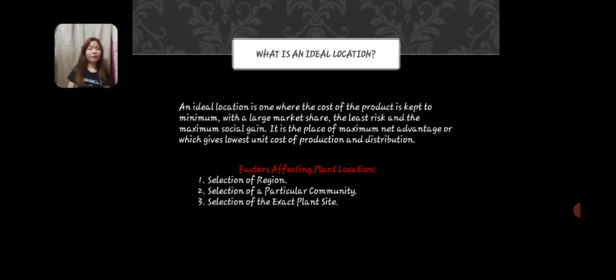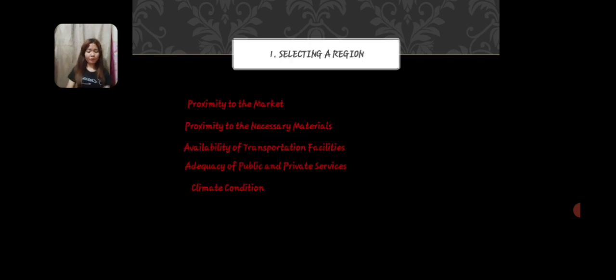Next. So, what is an ideal location? An ideal location is one where the cost of the product is kept to a minimum, where there is a large market share, less risk, and maximum social gain. It is the place of maximum net advantages, or which gives the lowest unit cost of production and distribution. So next is factors affecting plants. Meron tayong sinasabing location of a region, selection of the region, selection of a particular community, and selection of the exact plant size. So ano-ano nga ba yun?